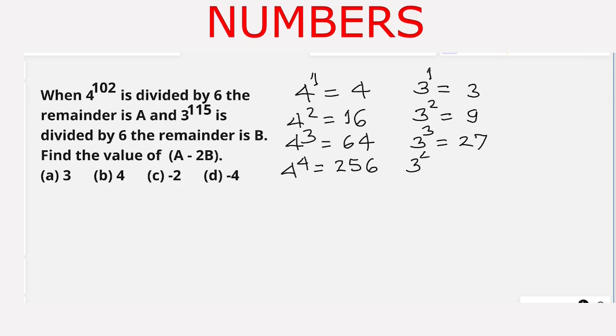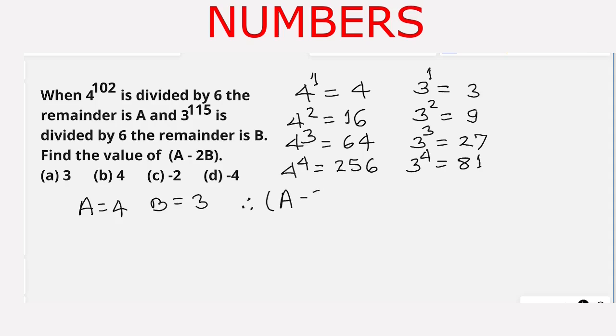3 to the power 4 is 81, and 6 times 13 is 78, and 81 minus 78 is 3. So the remainder is always 3. It means that the value of A is equal to 4 and B is equal to 3.